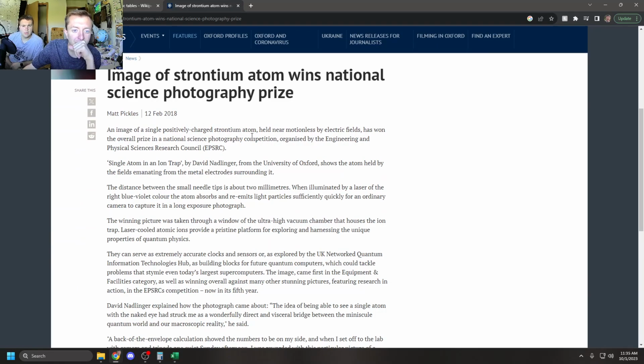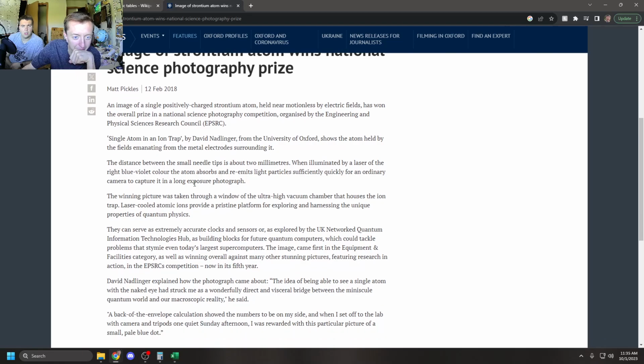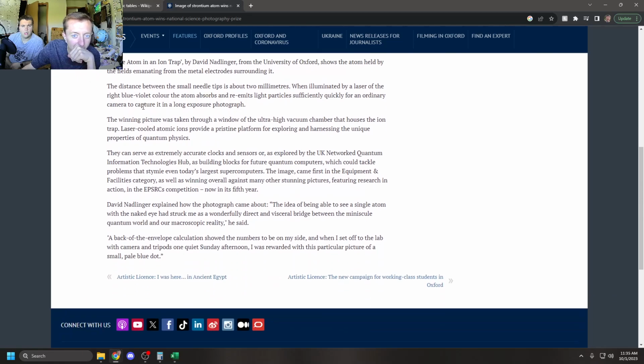Image of a single strontium atom held motionless by electric fields won an overall prize. It was in an ion trap. When illuminated by a laser of blue-violet light, the atom absorbs and re-emits the light. That's why it looks so big. I was going to say, why does that look so big?